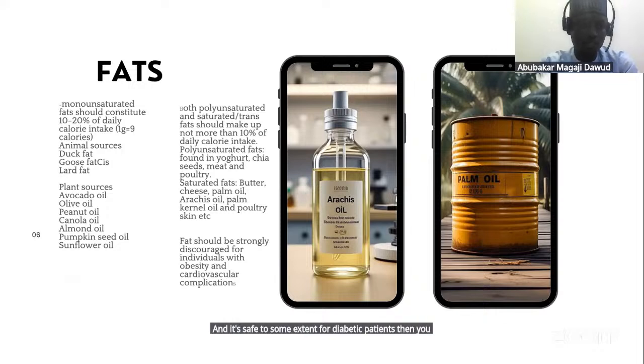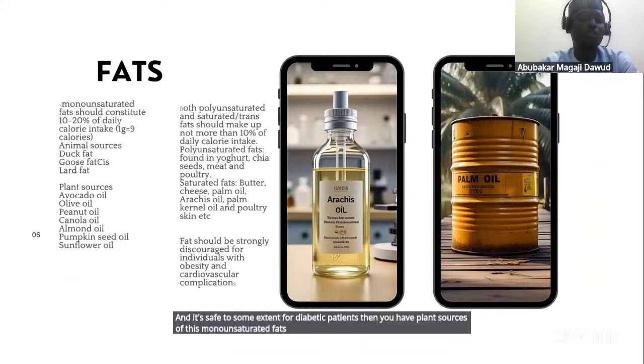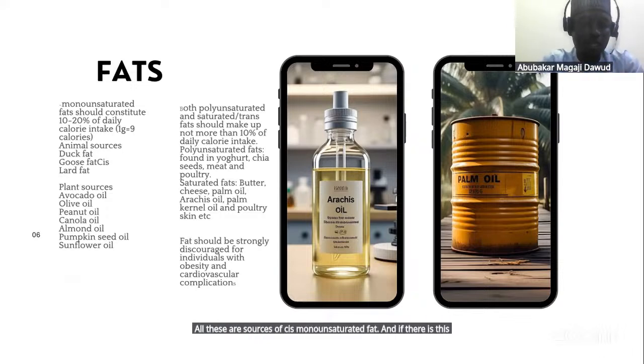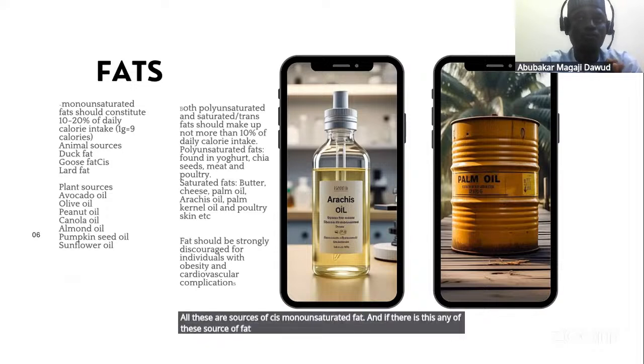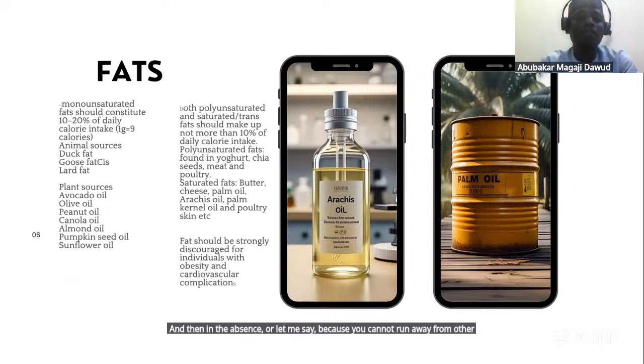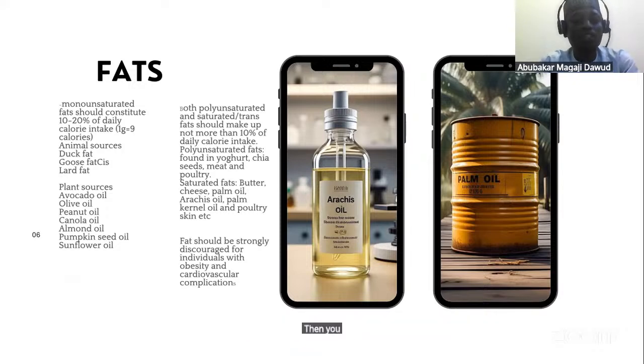Then you have plant sources of these monounsaturated fats. We have avocado oil, olive oil, peanut oil, canola oil, almond oil, pumpkin seed oil, sunflower oil. All these are sources of cis monounsaturated fat. If any of these sources of fat is available for diabetic patients, they should be considered first because they are the safest. And then, because you cannot run away from other sources of fat, you have polyunsaturated, and then you have saturated and trans fats.